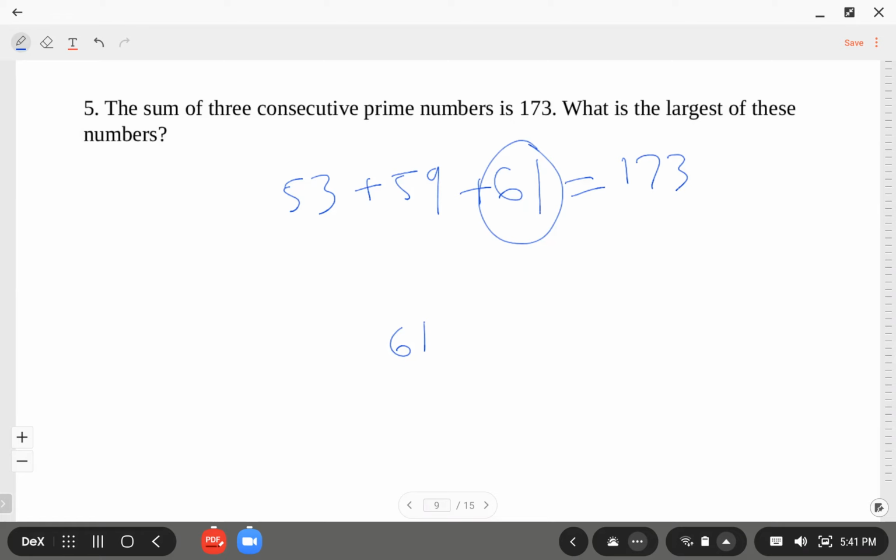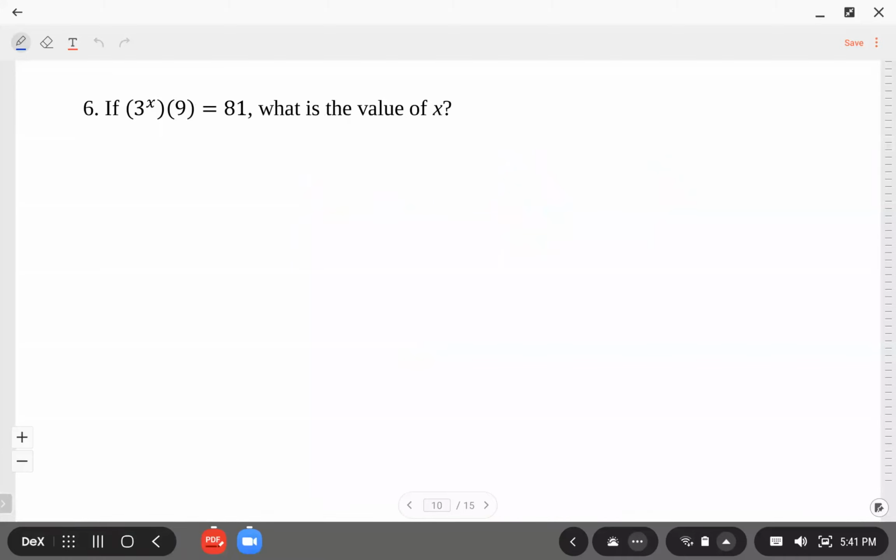Let's now look at the 6th problem. If 3 to the x power times 9 equals 81, what is the value of x? This is a very easy problem, kids. Very easy. This is just simple algebra. Make sure you do not get this wrong. If you get this wrong, that's just sad. And this is a very easy problem. 15 seconds for it. 15.